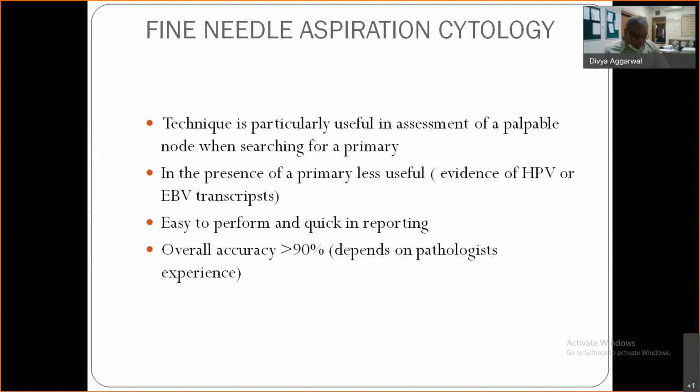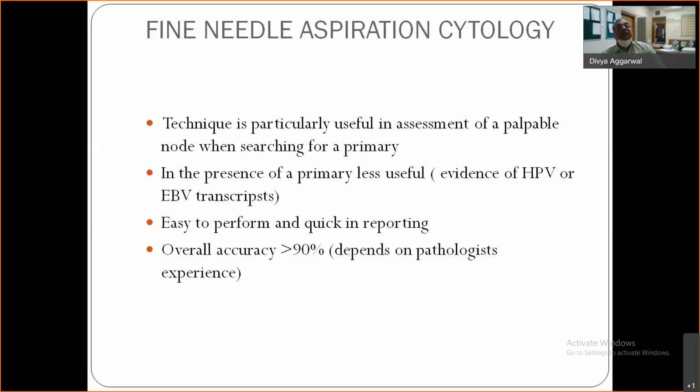This is the most important, I feel, technique and very easy, user-friendly. Only problem is that it depends upon the pathologist experience. Not every pathologist is experienced enough to catch malignancies in FNACs. But having said that, FNAC is one of the most important tools in diagnosing a nodal metastasis. The technique is particularly useful in the assessment of a palpable node when searching for a primary. In the presence of a primary, it is less useful.